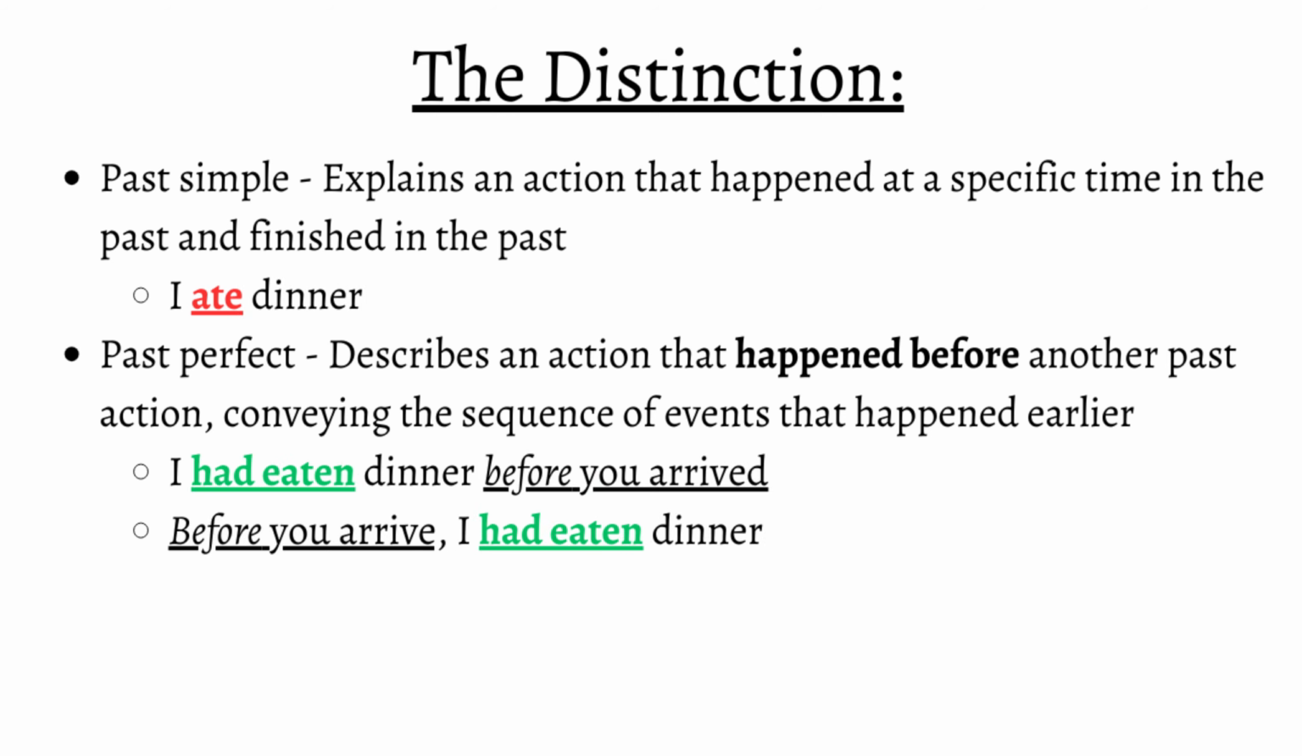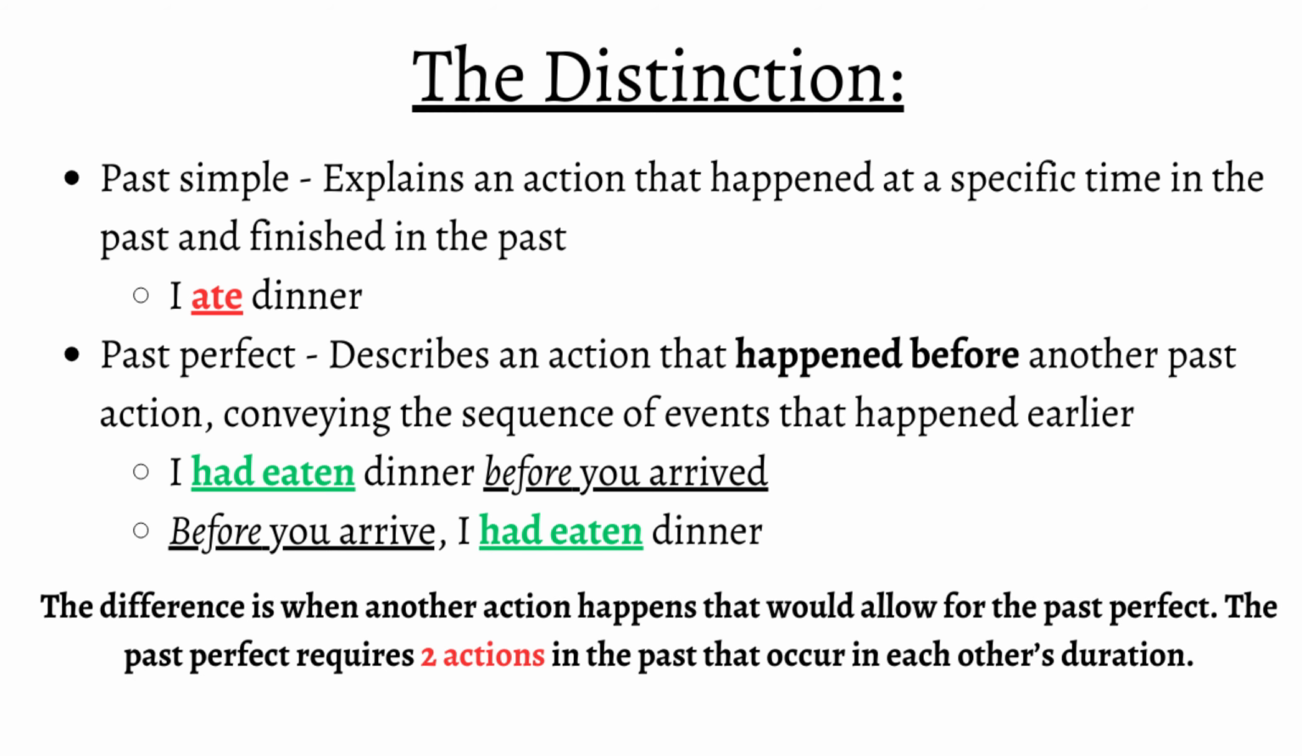Another example is, I ate dinner. I had eaten dinner before you arrived. Or, before you arrived, I had eaten dinner. The difference is when another action happens that would allow for the past perfect. The past simple represents a single past event, but the past perfect shows an action that happened before another action. In other words, the past perfect requires two actions in the past that occur in each other's duration, meaning that a past perfect action happened before a past simple action began.